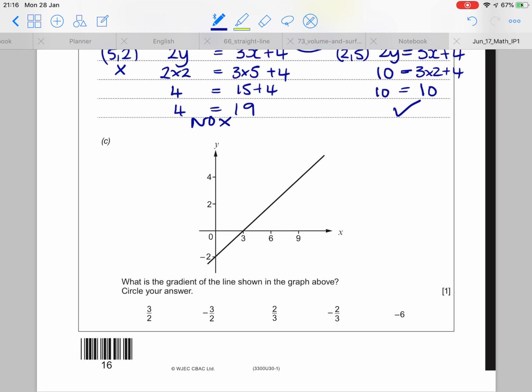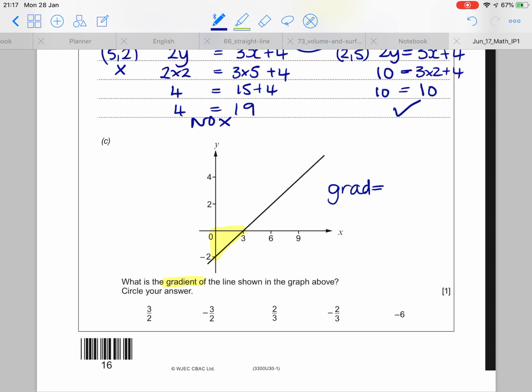Part C, this line here has been drawn and we don't have the equation for it, but we're asked to find the gradient of the line. To find the gradient we need a right angle triangle, and we have one here just around the origin, and we can use that to find the gradient. The gradient of a line is a division of two parts.